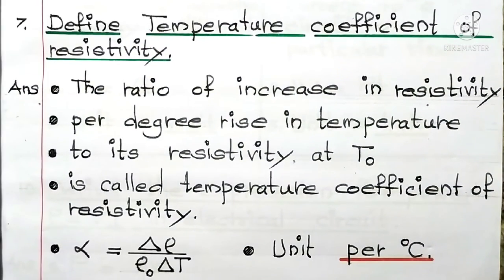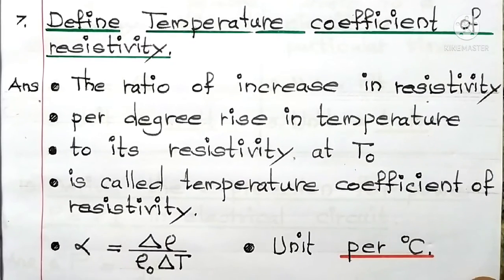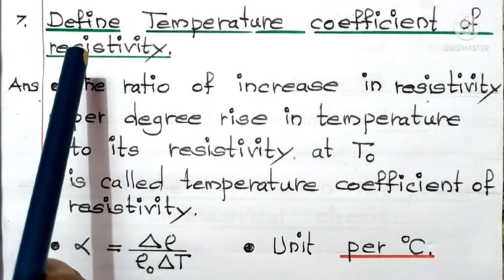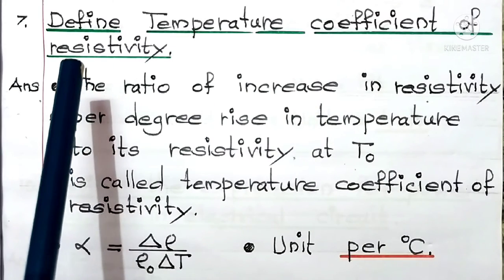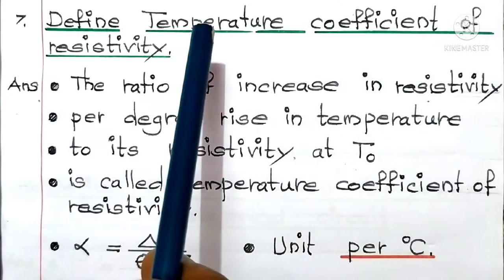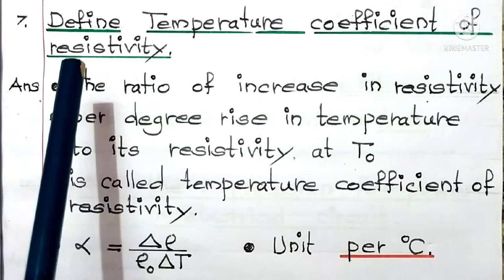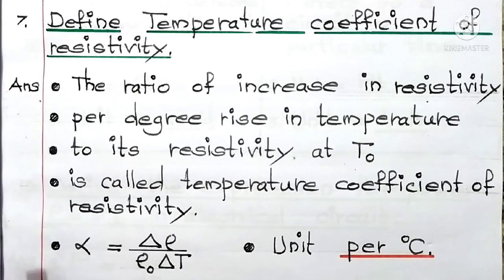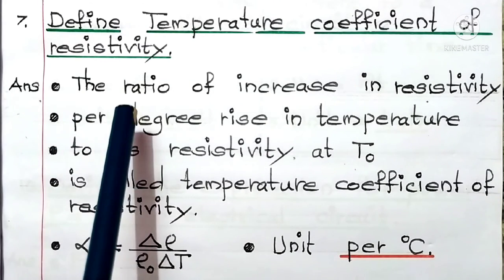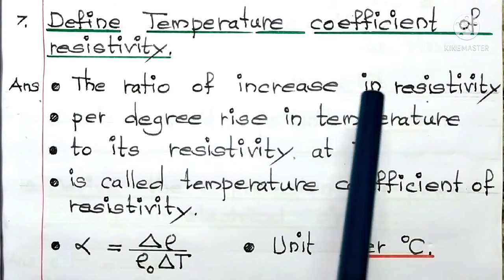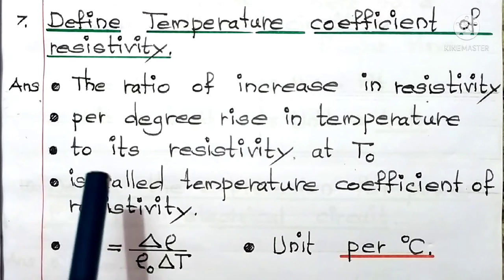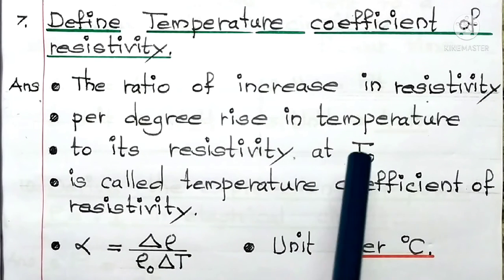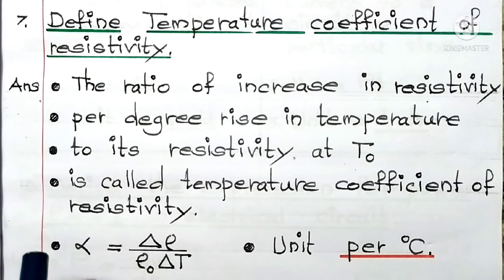Question number 7. Define temperature coefficient of resistivity. Answer: the ratio of increase in resistivity per degree rise in temperature to its resistivity at T naught is called temperature coefficient of resistivity.